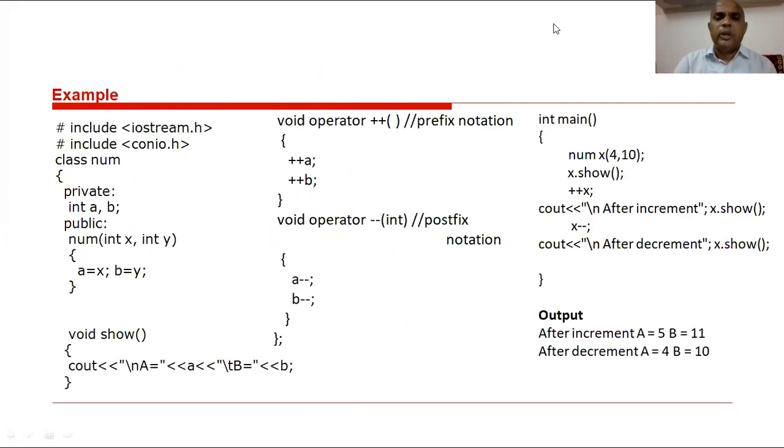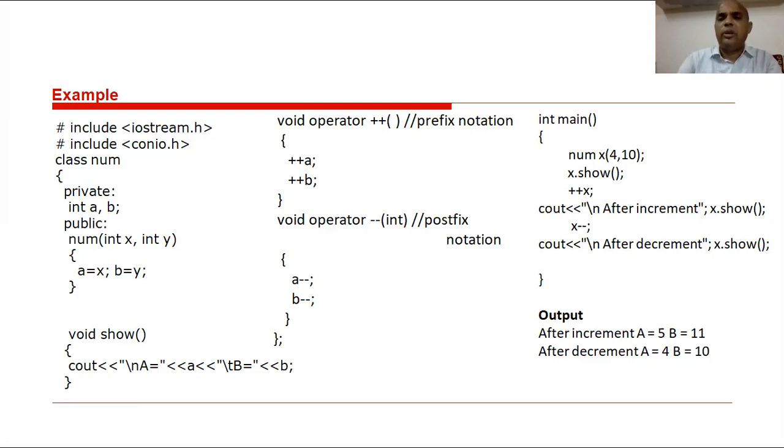Then here operator plus plus, this is called prefix notation. Then void operator minus minus (int), that is called postfix notation. This is the operator overloading method. The syntax is void operator plus plus for prefix notation, and void operator minus minus (int) for postfix notation. At execution time we can send an integer argument to the operator overloading function. That is called postfix notation. Clear? Prefix notation and postfix notation.